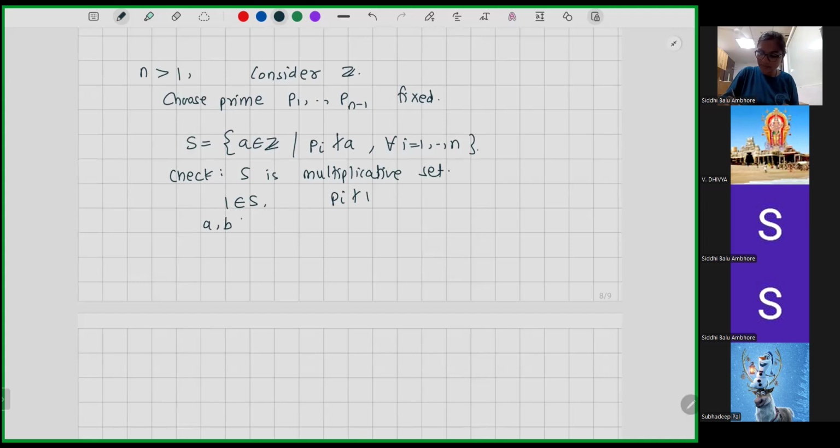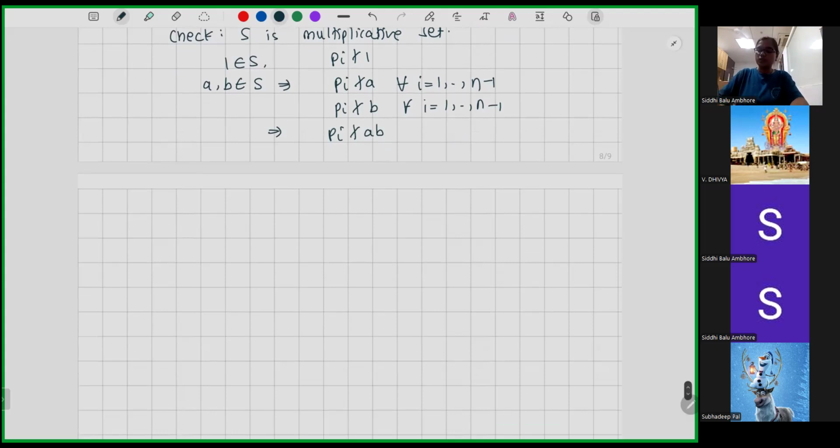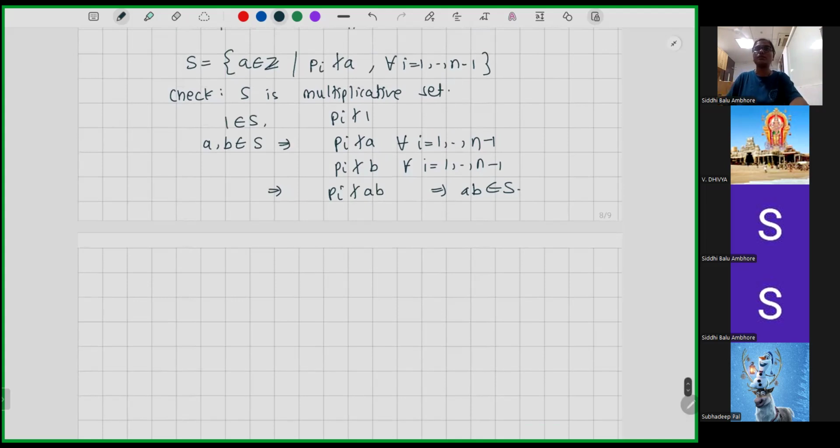Now suppose A and B belong to this S. This implies Pi doesn't divide A for all i from 1 to n-1, and Pi also doesn't divide B for all i from 1 to n-1. We are working with n minus 1. This implies that Pi won't divide AB because the Pi's are prime. So far we are good. So this implies AB belongs to S. So this S is a multiplicative set. That is not a problem.